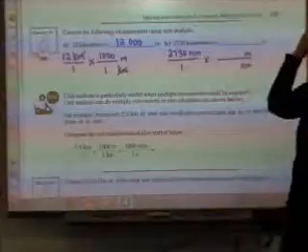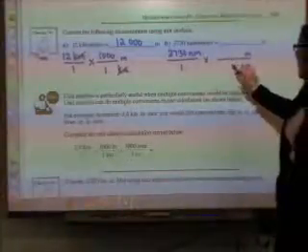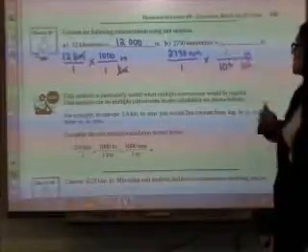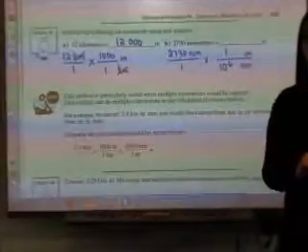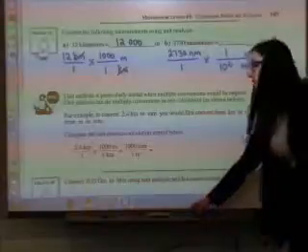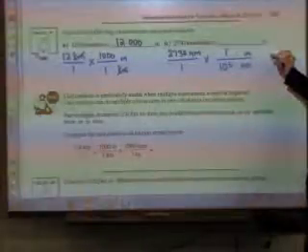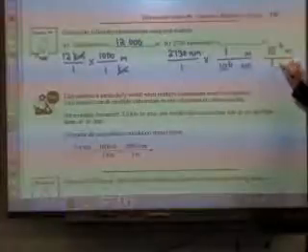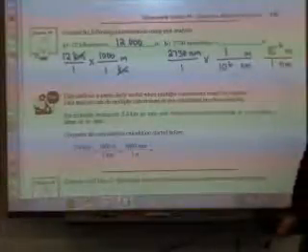So I can do this one of two ways. I can say that 10 to the power of 6 nanometers equals 1 meter. Or I could go the other way where I could say 10 to the power of negative 6 meters equals 1 nanometer.